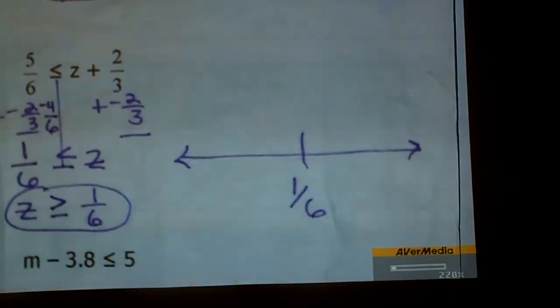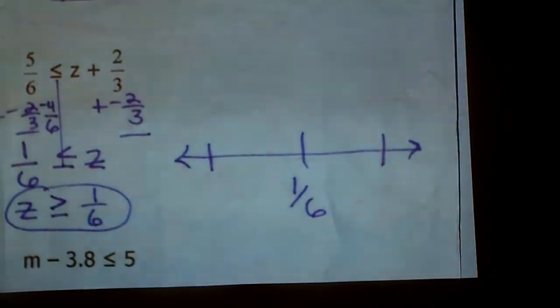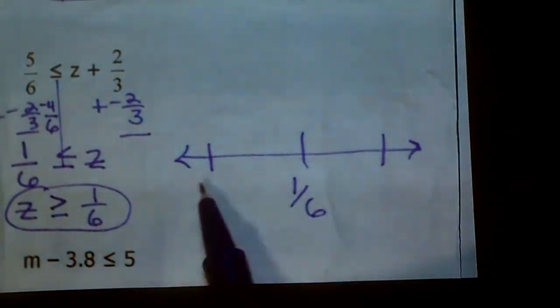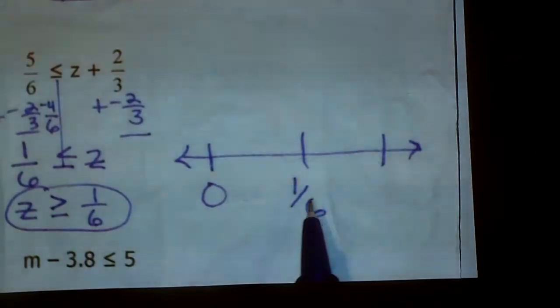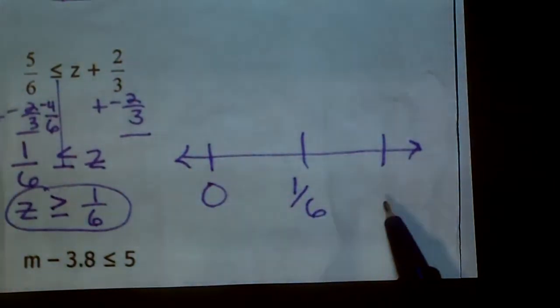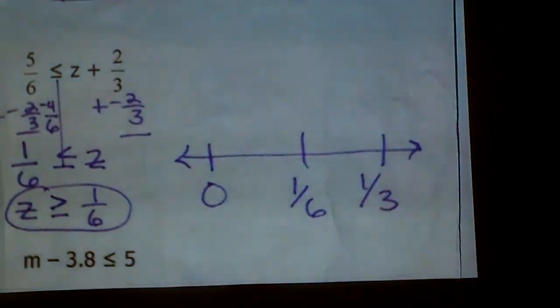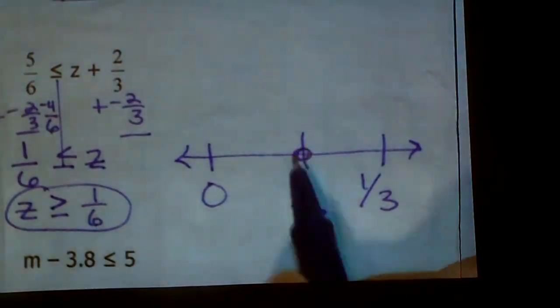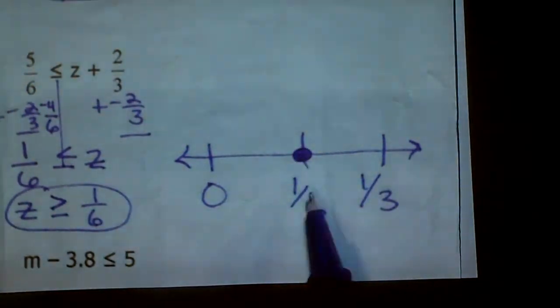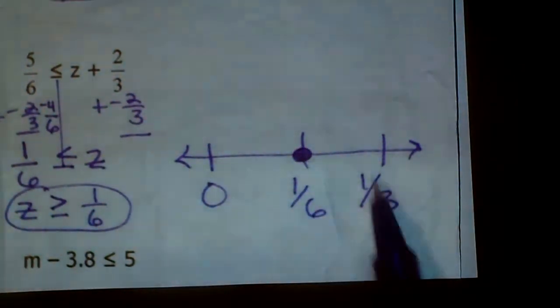Now we're going to graph it. Put 1/6 in the center. Try to zoom out a little bit. Okay, and then I think I'll just count by sixths. So this would be 0, and then 1/6, and then I would have 2/6, right? And 2/6 is actually 1/3. So there's my number line. Z is greater than or equal to that, so I'm going to fill in a closed circle on the 1/6 because z can be 1/6, and it can also be all the values greater than it.